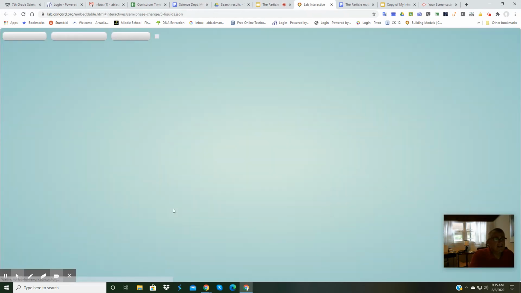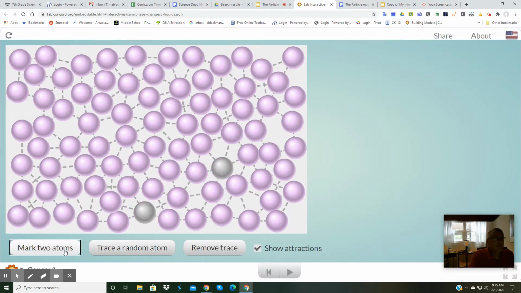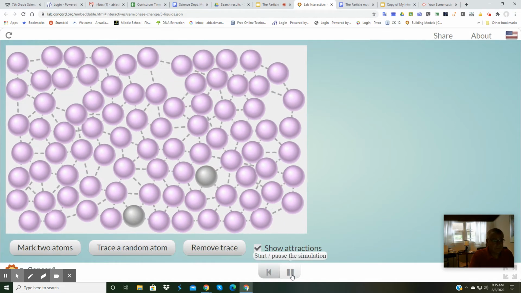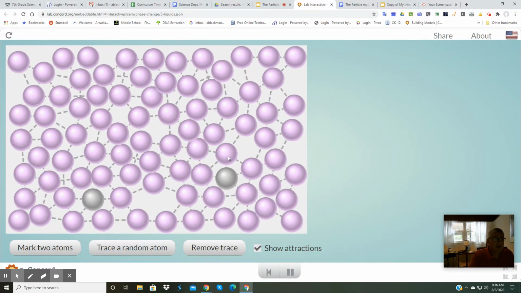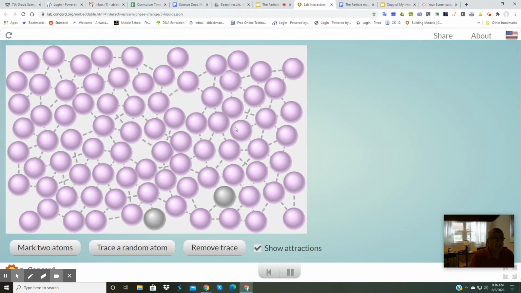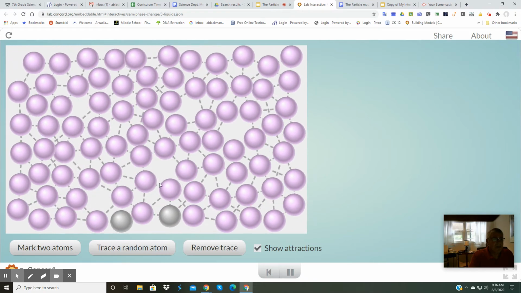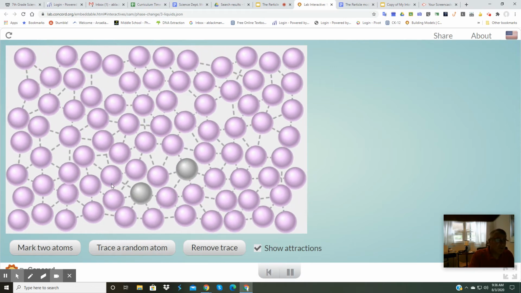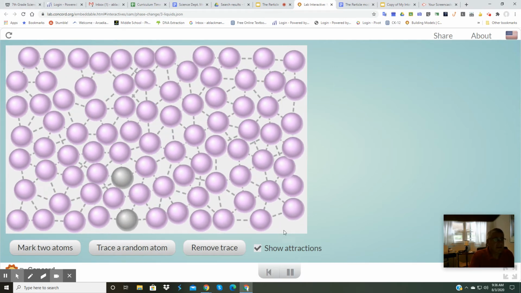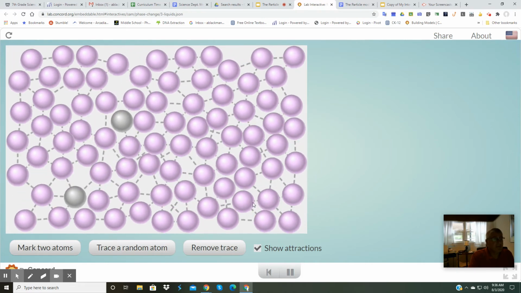In the online simulation, I'm going to first mark two particles. Here's a particle here, here's a particle here. This is how particles in a liquid move. Notice that they have energy and that these particles are actually exchanging places, moving past one another. Now they're close to each other. So these particles can move around the sample. They can even end up at the top right-hand corner, the top left-hand corner.